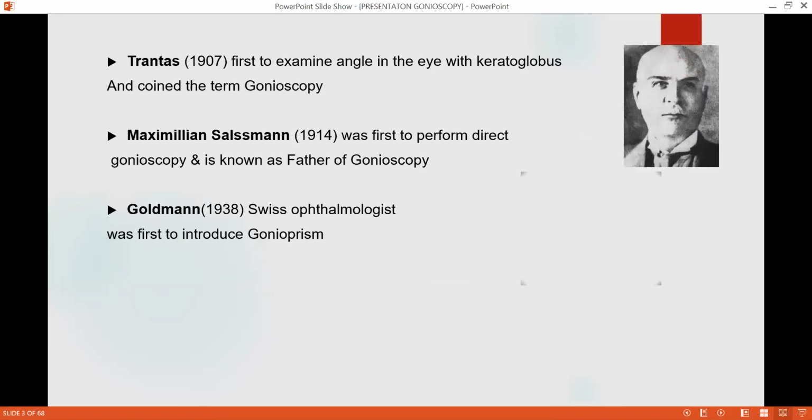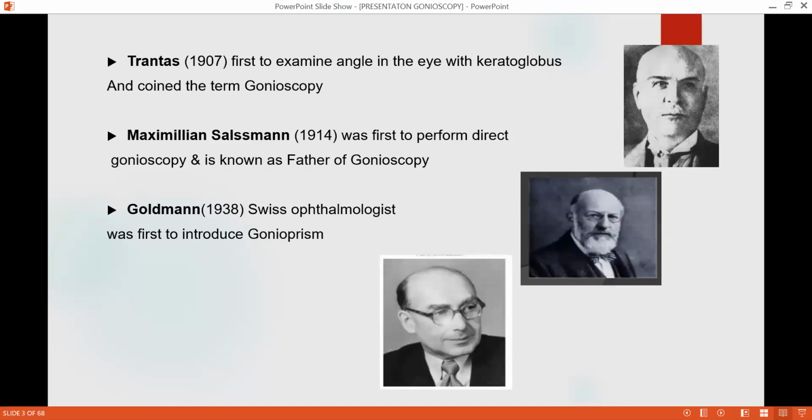A bit on the review of literature. It was Trantas who first examined the angle in eyes with keratoglobus. Just by limbal indentation, he could see angle structures using a direct ophthalmoscope. And he coined the term gonioscopy. Max Miller in 1914 was the first to perform direct gonioscopy and is known as the father of gonioscopy. Goldmann in 1938, a Swiss ophthalmologist, first introduced the gonioprism.